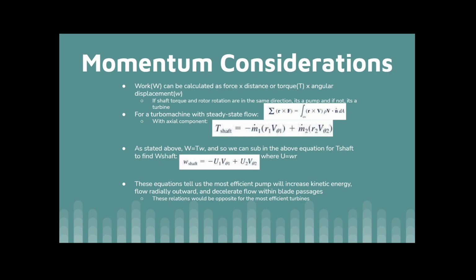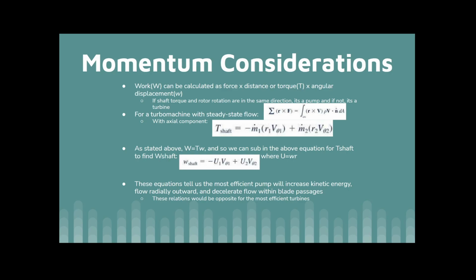Now, as stated above, work equals torque times angular displacement. And so if we sub in the equation for shaft torque, we find that the shaft work is equal to U2 V2 minus U1 V1. Here, U is the blade speed, which we know equals angular displacement times radius, and V is again the velocity in the theta direction.